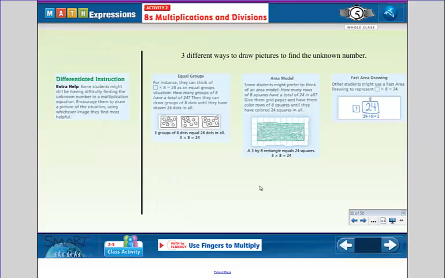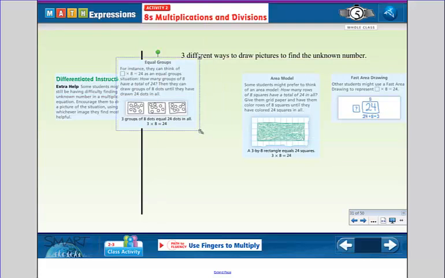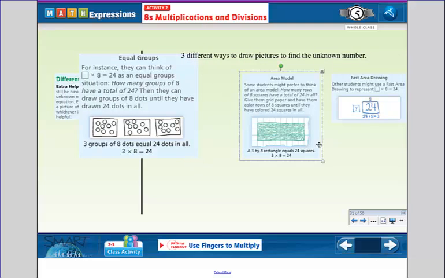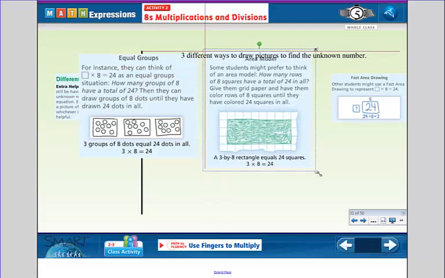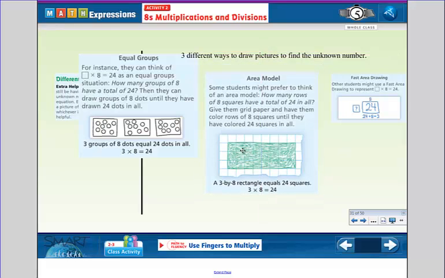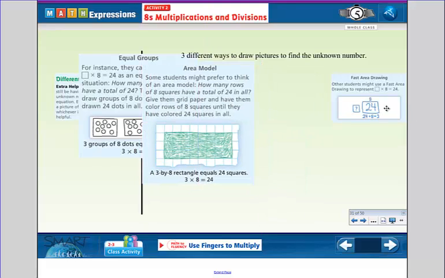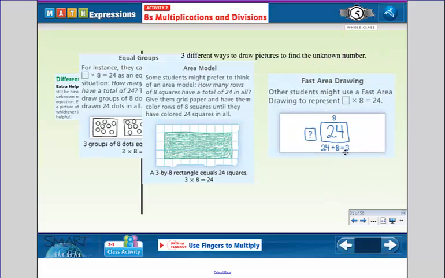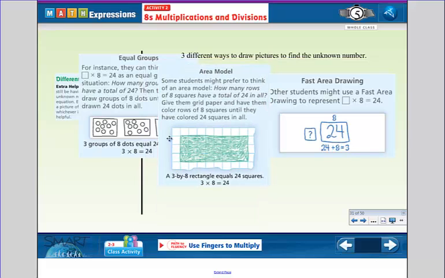Let's go on to the drawings. Here's 3 different ways that you can look at the drawings of trying to find 3 times 8. 3 groups of 8 dots. Look at that. There's one drawing. Here's an array, or what they call an area. We can do 1, 2, 3 rows times 1, 2, 3, 4, 5, 6, 7, 8 columns, and 3 times 8 equals 24. Or you can do a fast area drawing. This is similar to a fast array. 3 different ways to draw the answer.